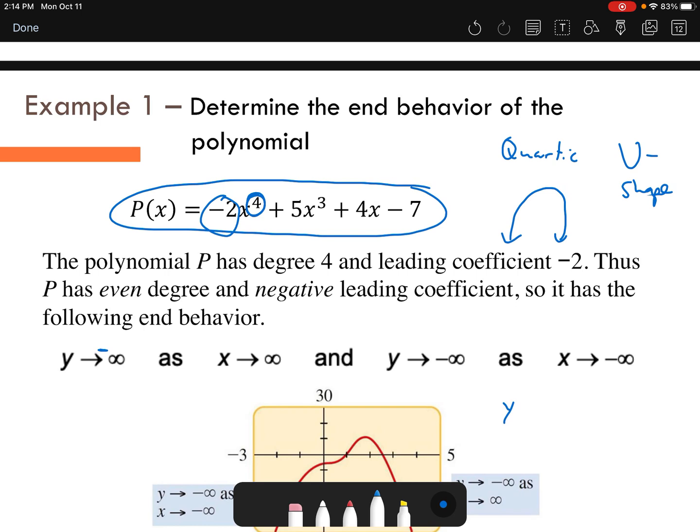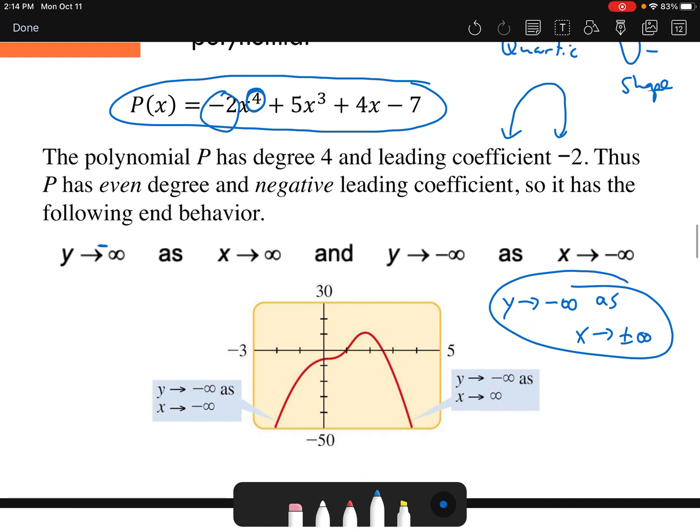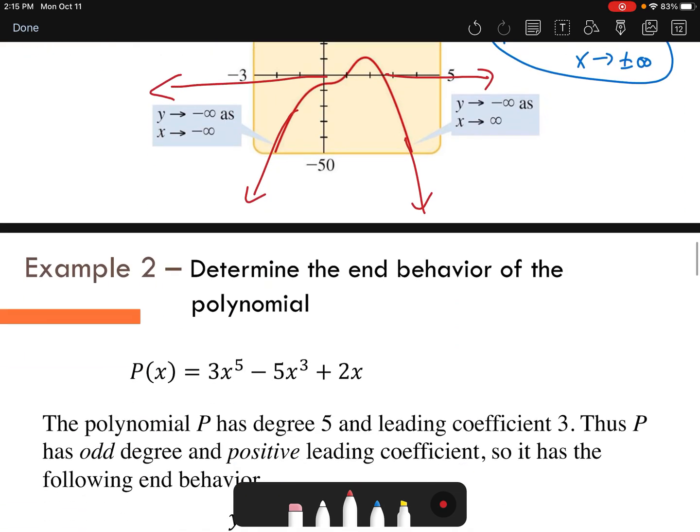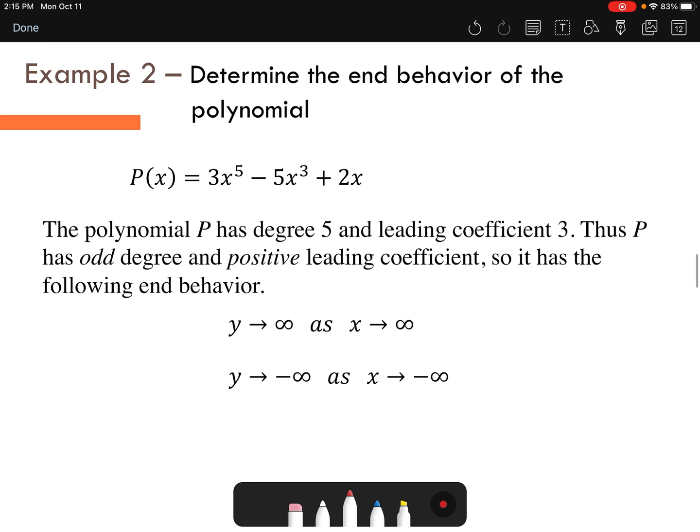Now, when you write this out, you literally can write out y approaches negative infinity as x approaches positive and negative infinity, and write it as one statement. Now, I don't think WebAssign will let you do that, but I will on a test or quiz. And there's the picture of it. And it makes perfect sense. As you go to the left, it goes down. As you go to the right, it goes down. So it's a U shape that is down. That's the end behavior of a polynomial.